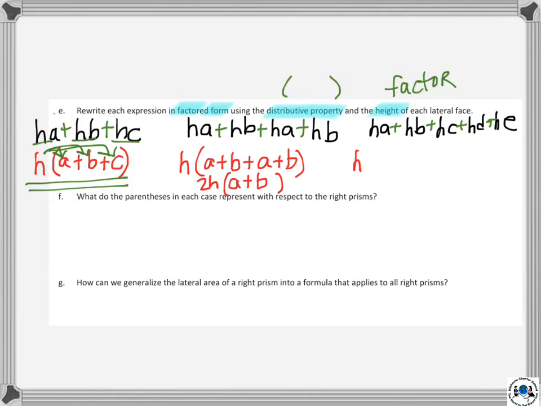For our last one, the right pentagonal prism, H was our factor, again the greatest factor common to every expression, and then A plus B plus C plus D plus E. Because if I did my distributive property, this right here would turn into this right here. So, again, this is factored form. The ones in red are in factored form.